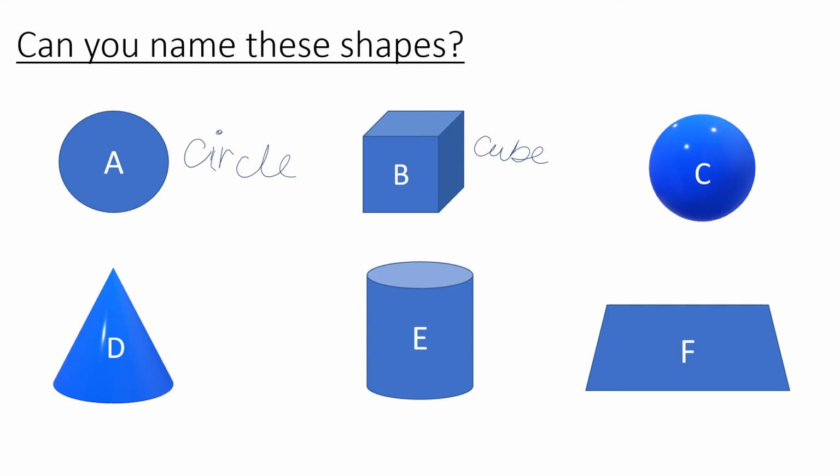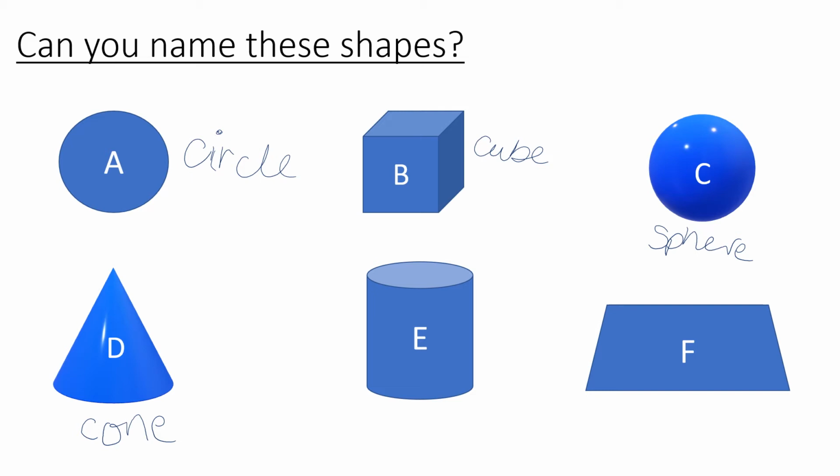C, it looks like a ball, but that's not its mathematical name. Its mathematical name is a sphere. So that's that, S-P-H-E-R-E. Again, if you got the wrong spelling, don't worry, tick it, but put the correct spelling next to it. D, that is a cone, like an ice cream cone. Obviously, it'd be the other way up if we're going to put ice cream in it. There we go. C-O-N-E.